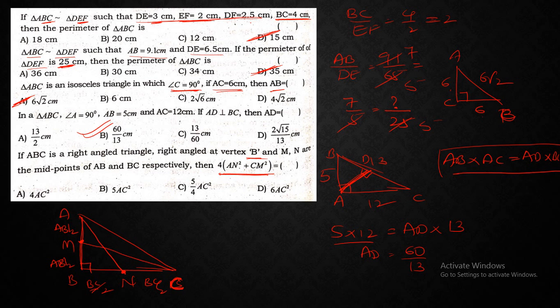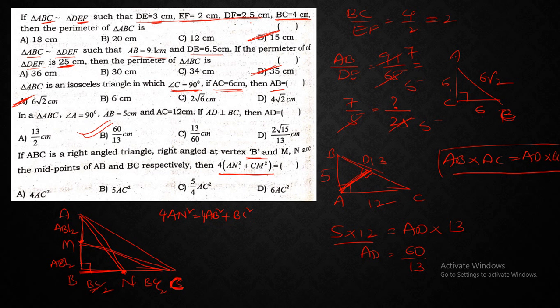4 times of AN square plus CM square. AN square means this hypotenuse, CM square means this hypotenuse. So when I consider those hypotenuses, on simplification, AN square is equal to AB square plus BN square, and BN square I can write as BC square by 4, right? On taking LCM, this becomes 4 AB square. Now on transposing this 4, we get 4 times of AN square.